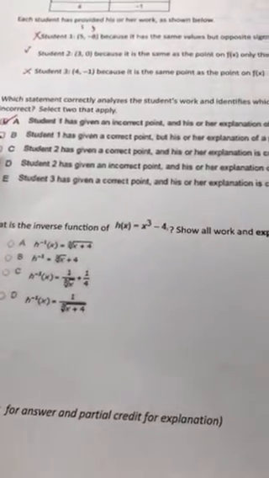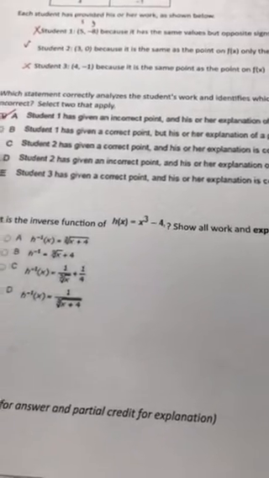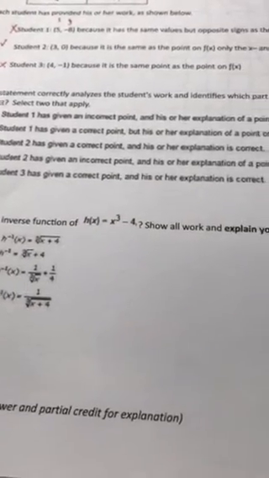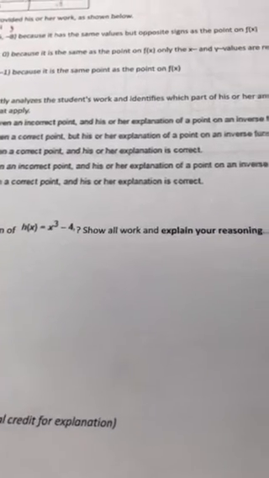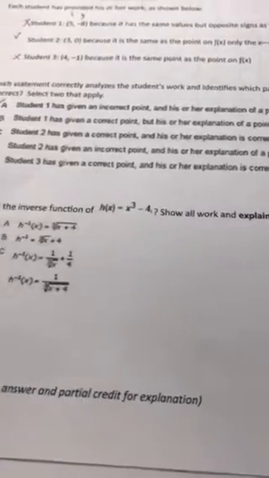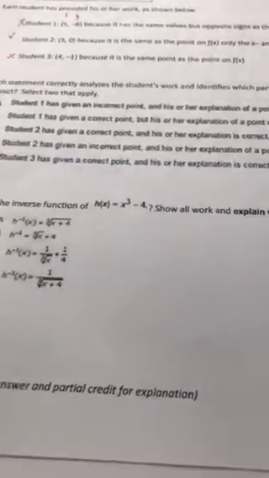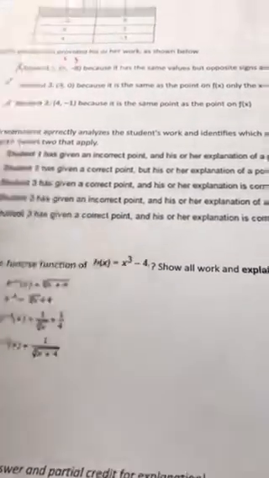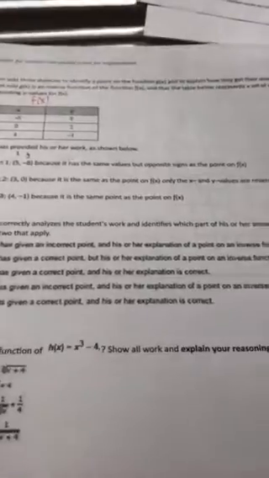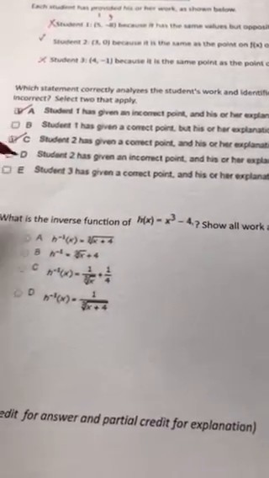B, student 1 has given a correct answer, but his or her explanation of a point on the inverse function is incorrect. So their answer was wrong, so we know that's wrong. Okay. Student 2 has given a correct point and his or her explanation is correct. So we know that's right because student 2 did give a correct explanation and they had a correct answer. D, student 2 has given an incorrect point, so we know that's wrong. Okay. E, student 3 has given a correct point. We know that's wrong because student 3's point was incorrect. So you should have gotten A and C here.